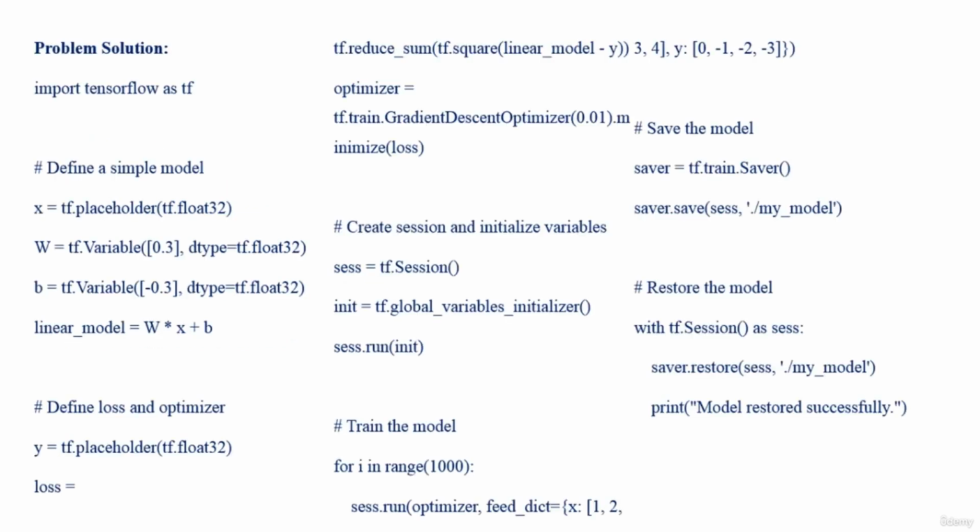How code is working: the code defines a simple linear model, trains it, and saves it to disk using saver.save. To restore the model, saver.restore is used. This process demonstrates how to persist and reload trained models for future use.